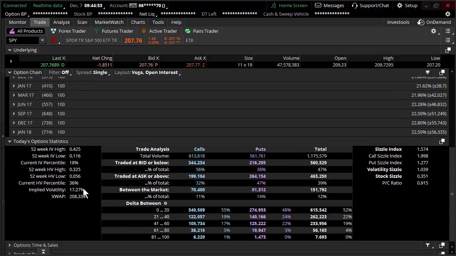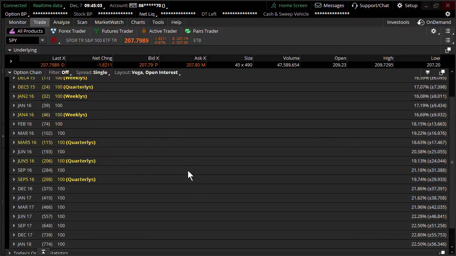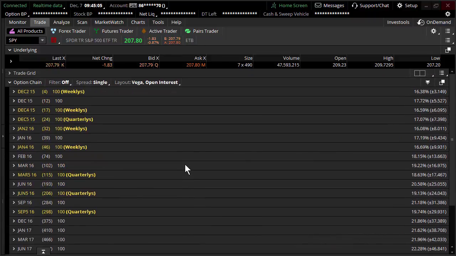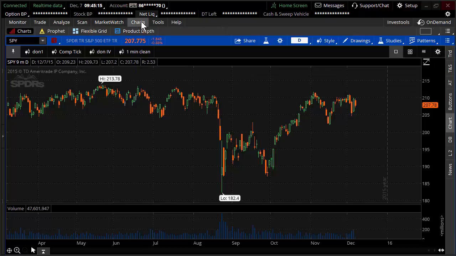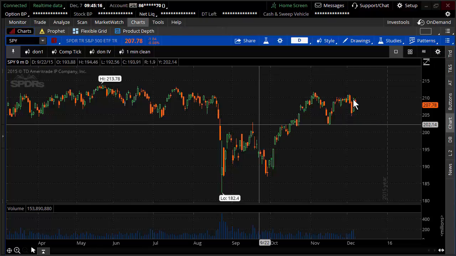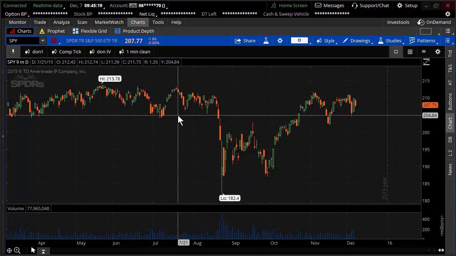You can find it outside of charts. You can look at today's option statistics, and you can look at current IV percentiles and historical volatility percentiles. But what it comes down to, historical volatility is the annualized standard deviation of the past stock price movement. So historical volatility is kind of actual stock price movement in the past. It's like, all right, how much is this stock really moving?